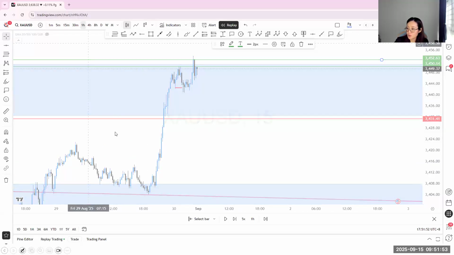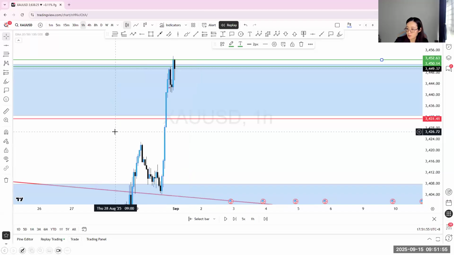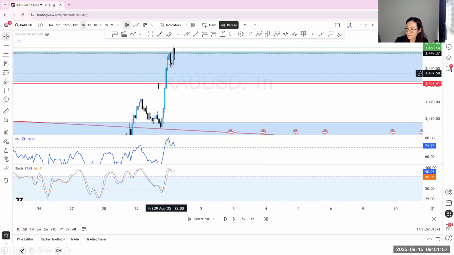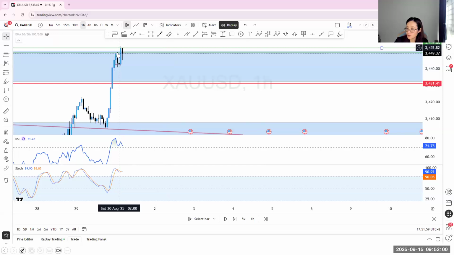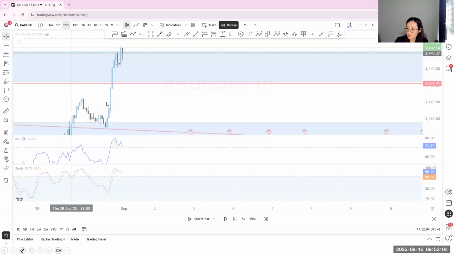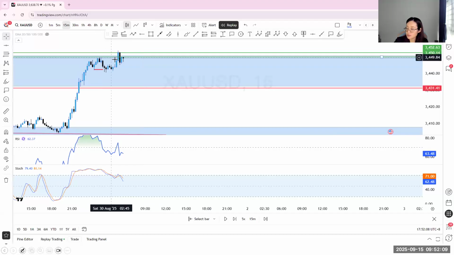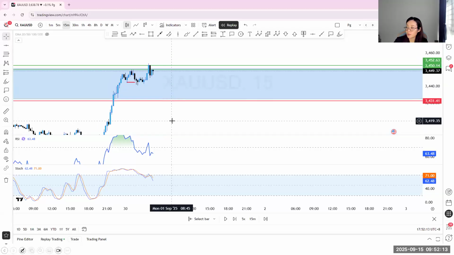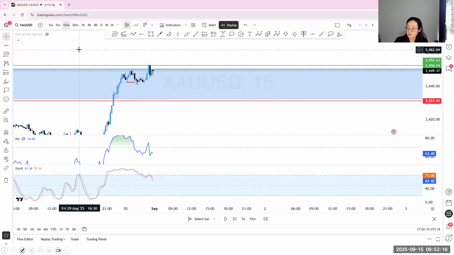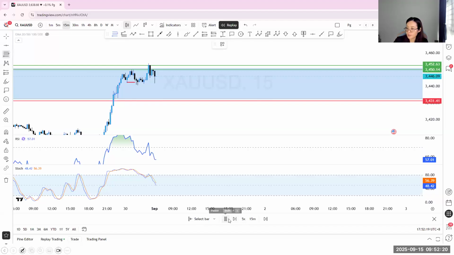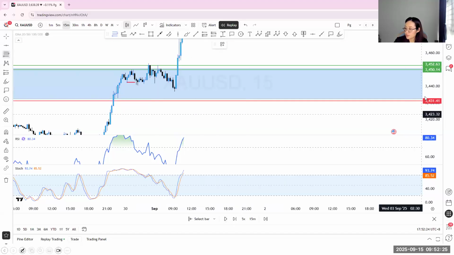Then what you need to do is go to the higher time frame to have a look. On the higher time frame, I might want to sell based on this divergence here, or maybe on the M15, price is going to make a higher high and then fall. So I'm going to sell at 3450. My stop loss I'll put above 3555.